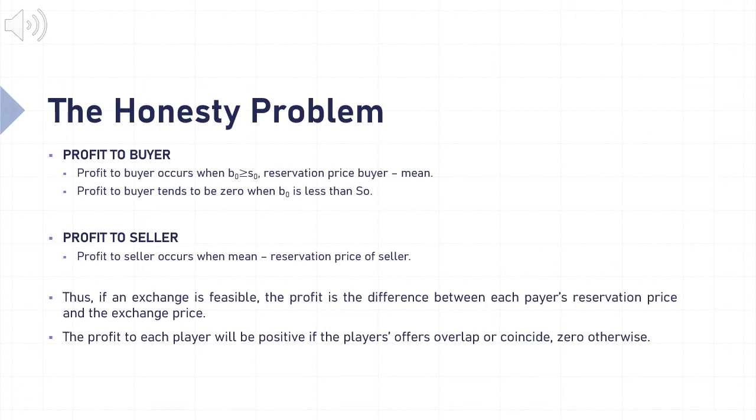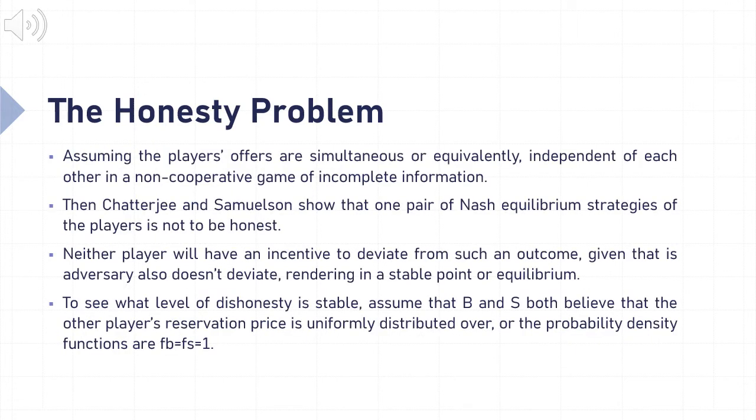The profit to each player will be positive if the players' offers overlap or coincide, where the reservation price of the buyer is greater than the reservation price of the seller, or else zero otherwise, because there is no exchange to be made. Assuming the players' offers are simultaneous, independent of each other in a non-cooperative game of incomplete information, Chatterjee and Samuelson show that one pair of Nash equilibrium strategies of the players is not to be honest.